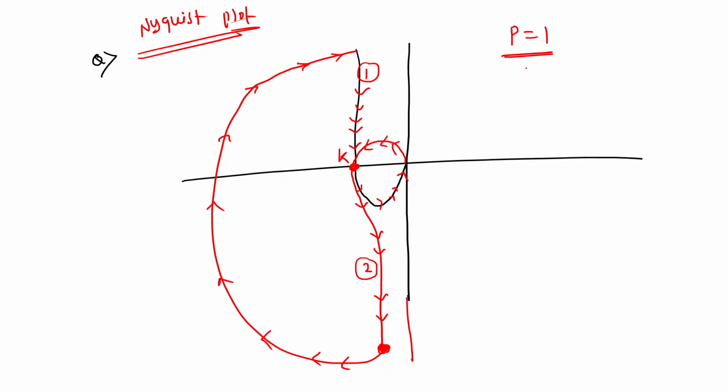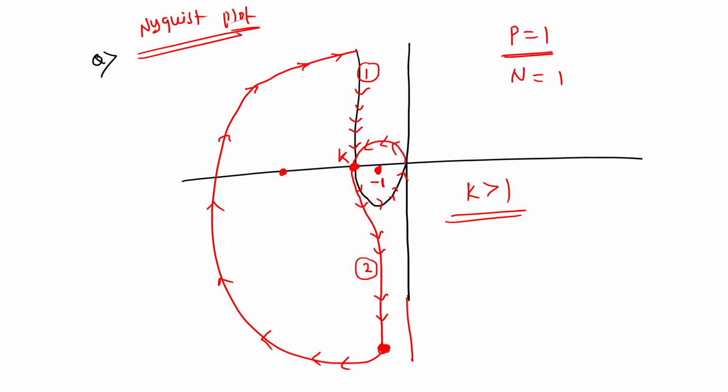So you know that p equal to 1. For the system to be stable, N has to be 1, right? N has to be 1 means at which point will the minus 1 plus j0 point lie, here or here? The right side, sir. So the minus 1 plus j0 point will be here. Now you tell me what is the value of k? K should be greater than 1, sir. Yes, k should be greater than 1 for system stability. Now you understand the question perfectly.